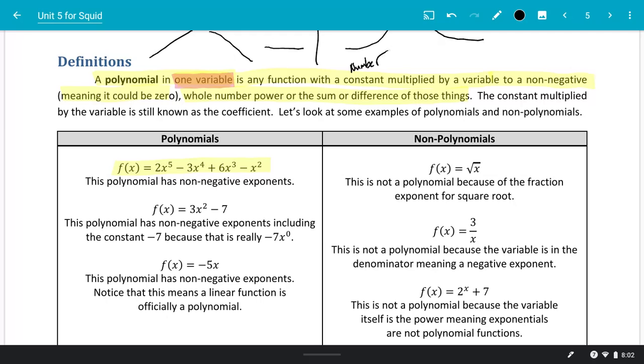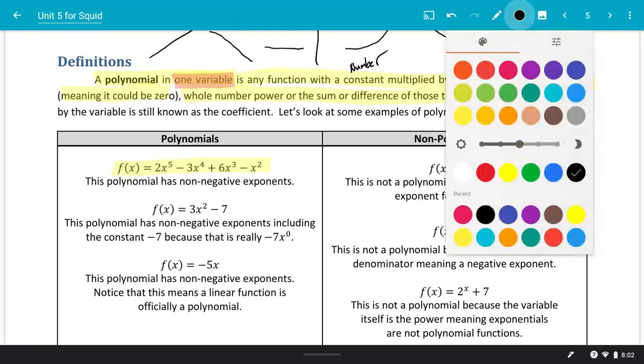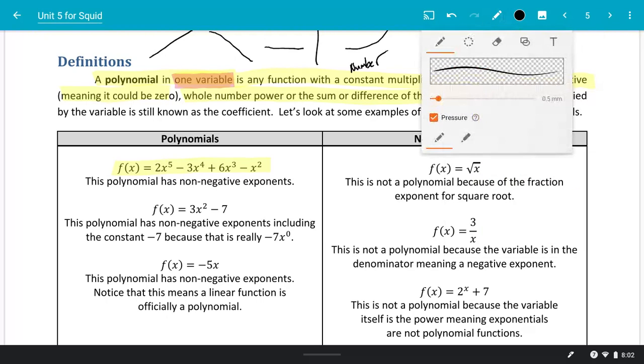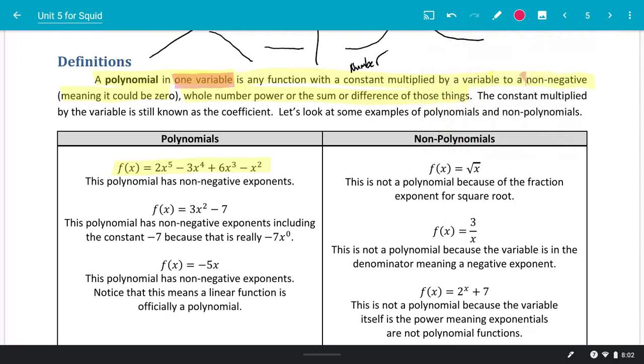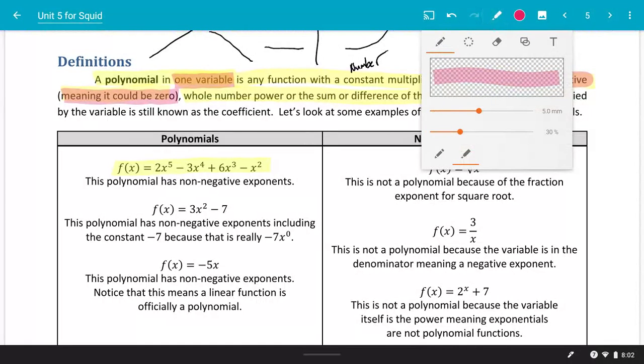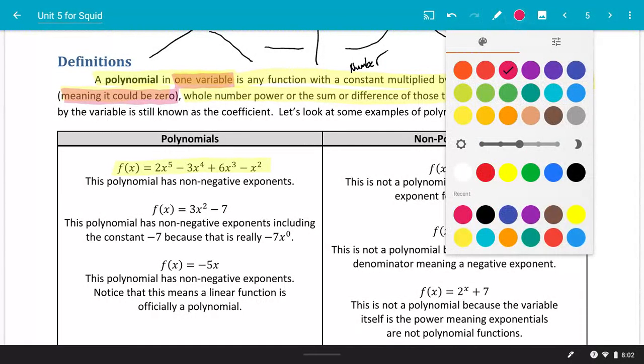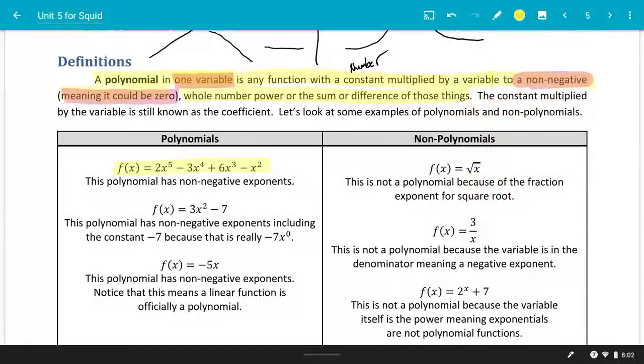Multiplied by a variable to a non-negative degree. That's really, really important. To a non-negative degree, meaning it could be zero. The whole number power or sum or difference of things. So basically, I can't have a negative. So if we look here, no negatives.